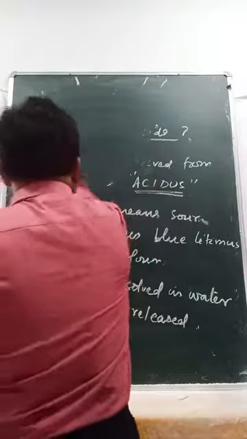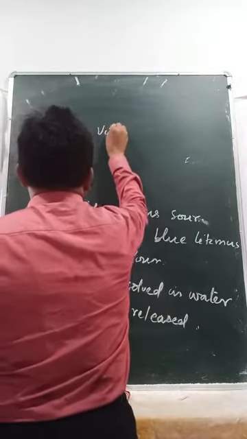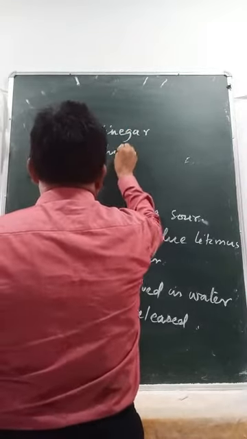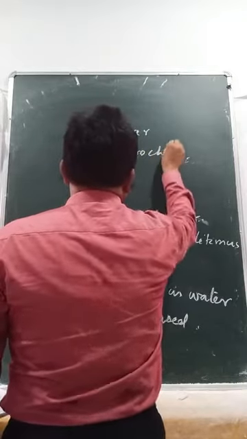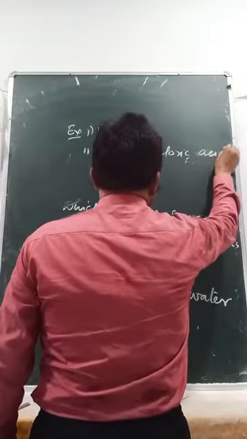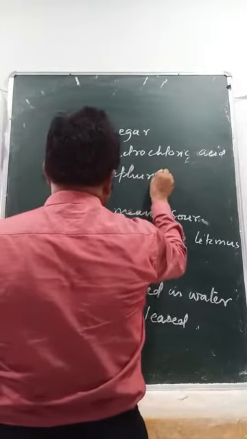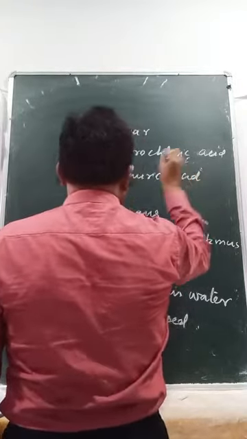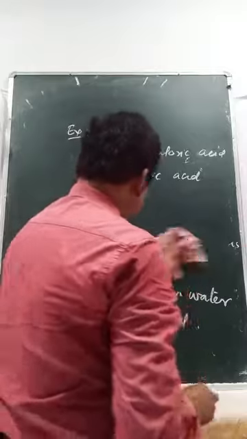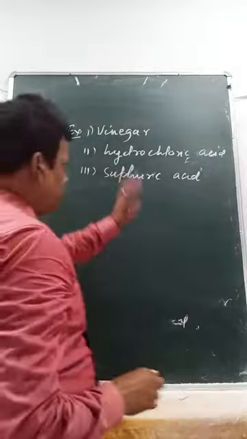As examples of acids, you can give vinegar, acetic acid. Second, hydrochloric acid. Third, you can give sulfuric acid. Okay, these are the examples of this. Okay, then let's discuss more questions on this.